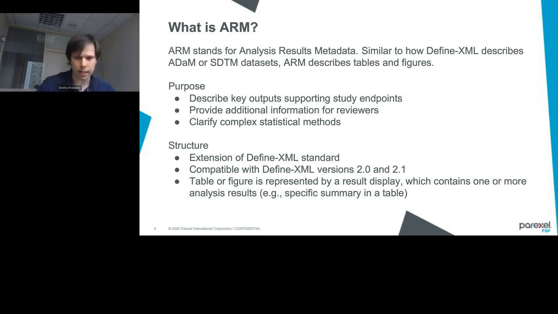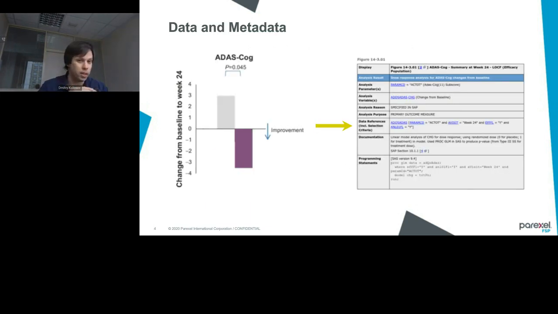So let's actually look at an example. This is some figure which describes change from baseline to some week for some test. And on the right side, you can see an analysis result which corresponds to it. So basically, you describe which data set you used, which variables were used for the analysis, what are the selection criteria for your output, as well as the main part, well, at least one of the most important parts, the source code which you use to get these statistics.